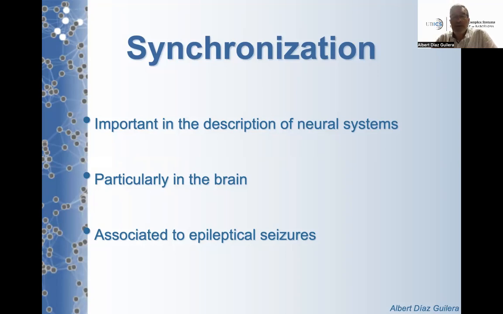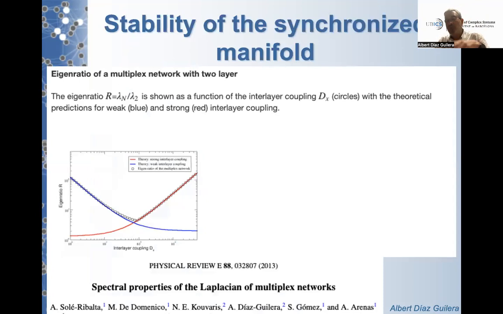This phenomenon in the modeling that has been used for multiplex networks is very important because it's crucial in the description of neural systems, in particular the brain, because this phenomenon of synchronization has been associated with some types of epileptic seizures. Of course, I'm not trying to give a complete overview of all the works that have been done; you can find them in different review papers that have been published in these years.